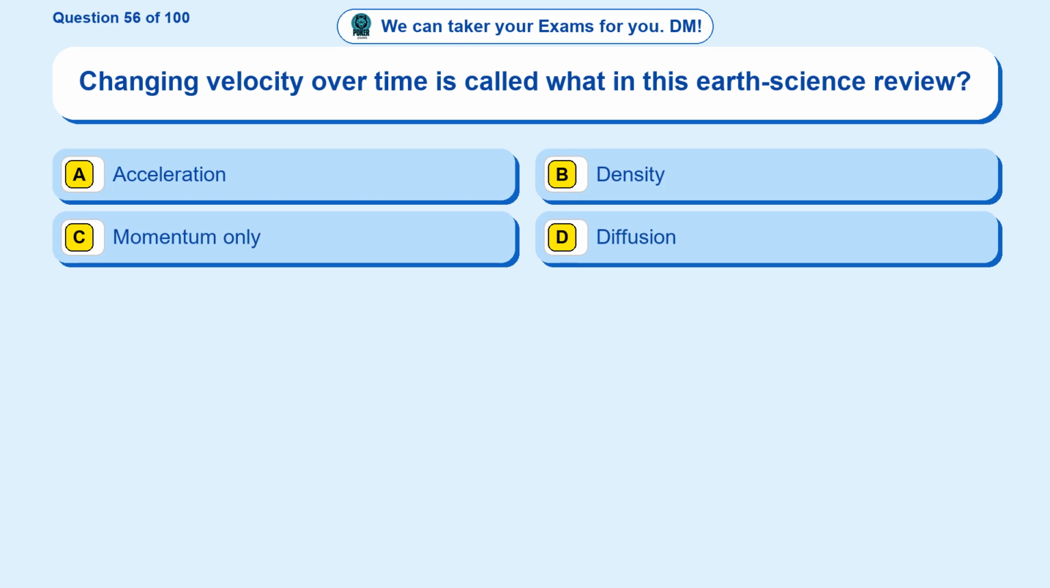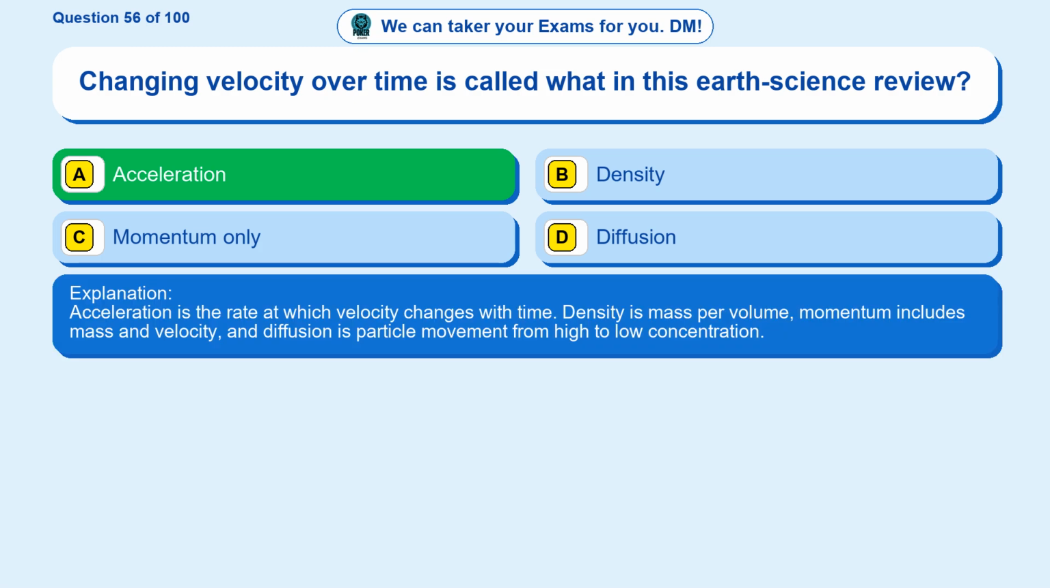Question 56. Changing velocity over time is called what in this earth science review? Option A, acceleration. Option B, density. Option C, momentum only. Option D, diffusion. The correct answer is option A, acceleration.